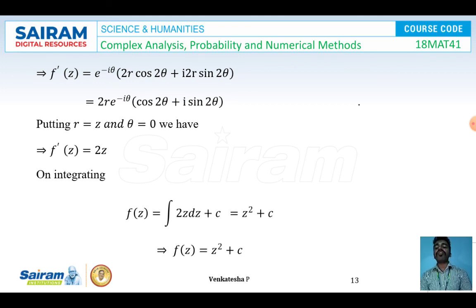So we got f'(z) = 2z, because sin 0 is 0 here, cos 0 becomes 1, and e^0 is also 1, so I got only 2z. On integrating this equation, I got f(z) = ∫ 2z dz + constant c, or z² + c. So I got the analytic function f(z) = z² + c.